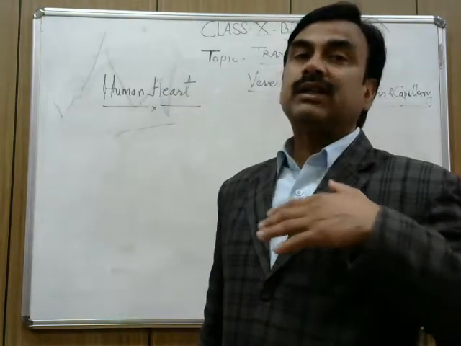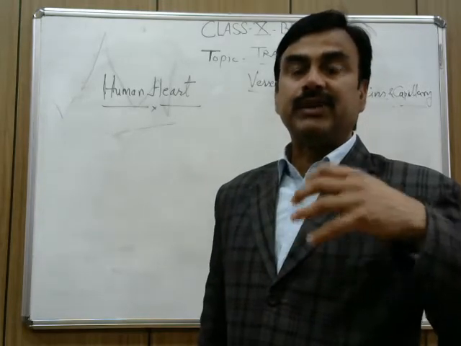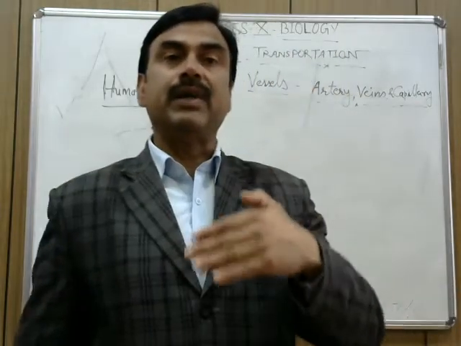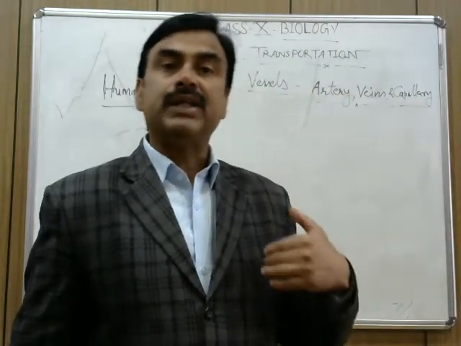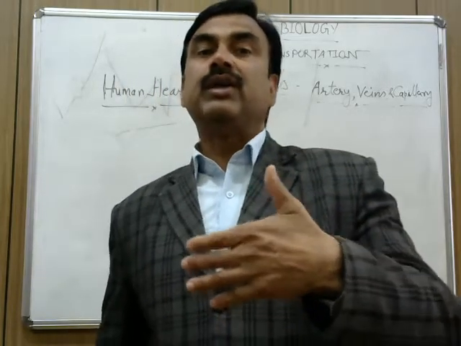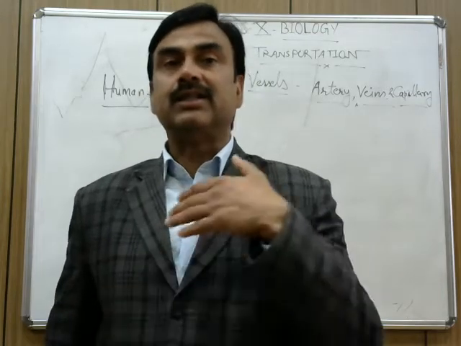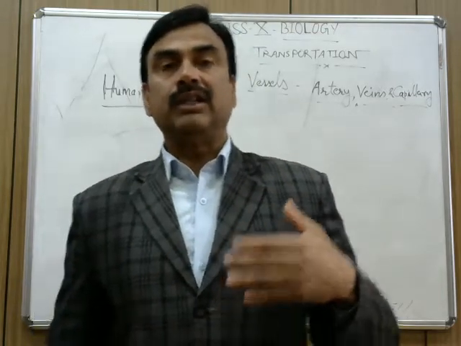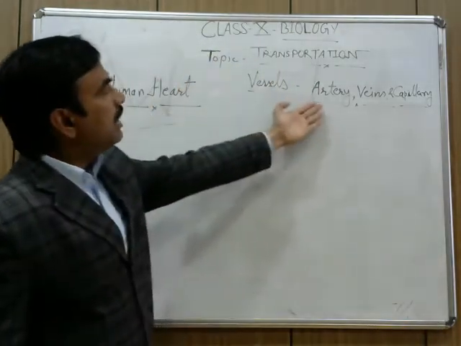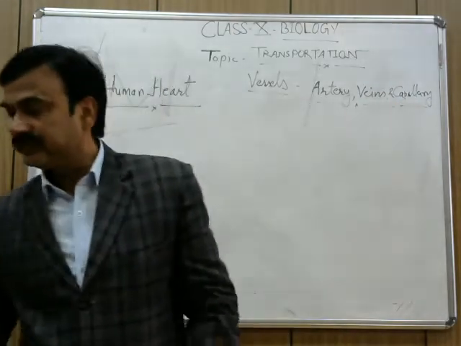So when we start the transport of materials, I will start from the human heart, then these arteries, veins and capillaries, and then we will be going to the next topic, that would be the transportation of food, water and minerals in the plants. That would be in the second video. So in the first, I want to start with the vessels, artery and veins. You look at this, artery and veins.